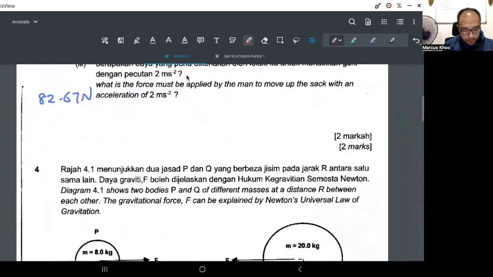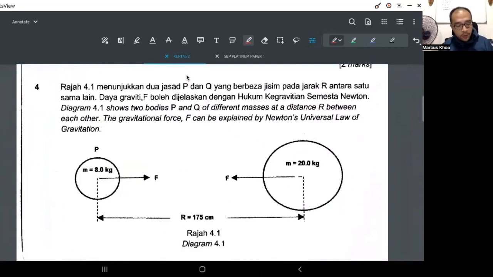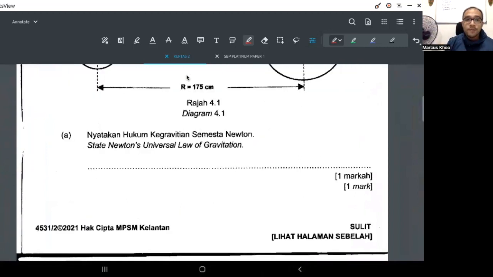Okay. All right, diagram 4.1 shows two bodies P and Q of different masses at a distance r between each other. So the gravitational force F can be explained by Newton's universal law of gravitation. I know what the first question is. State Newton's universal law of gravitation. So this one is a very long one.